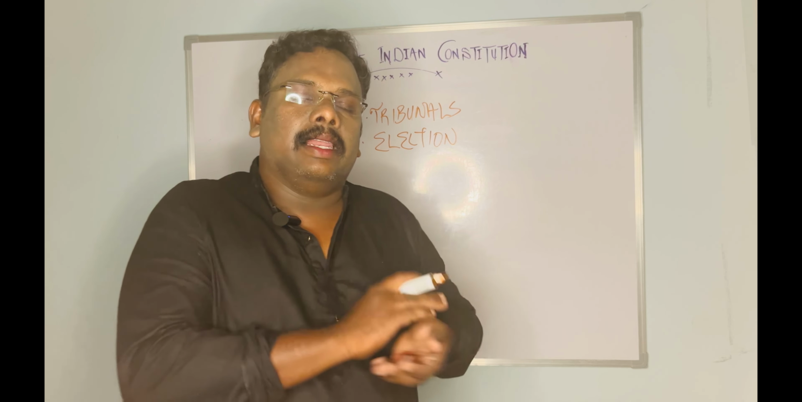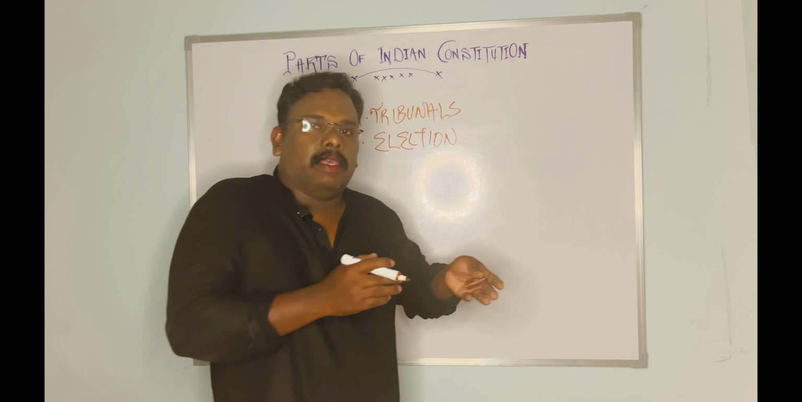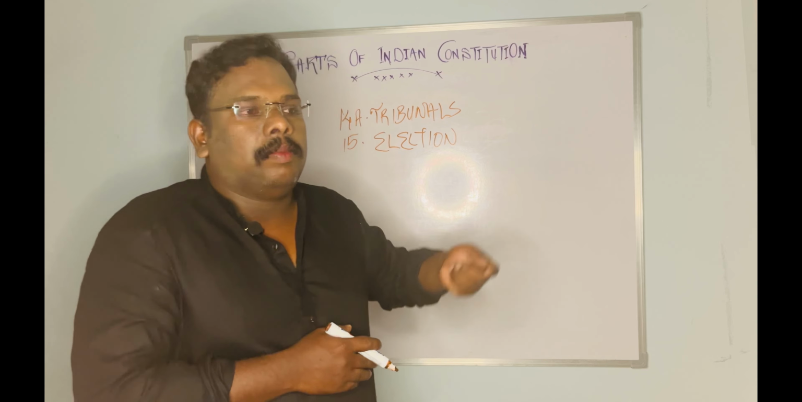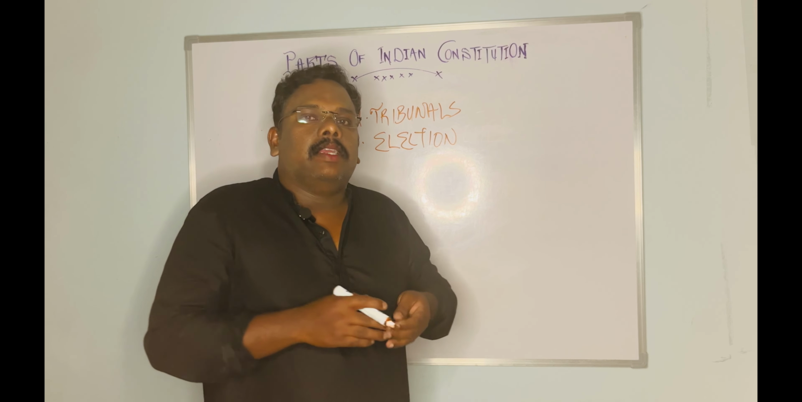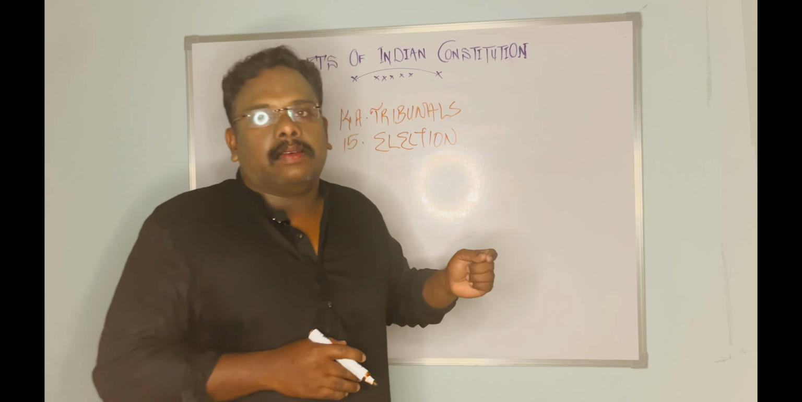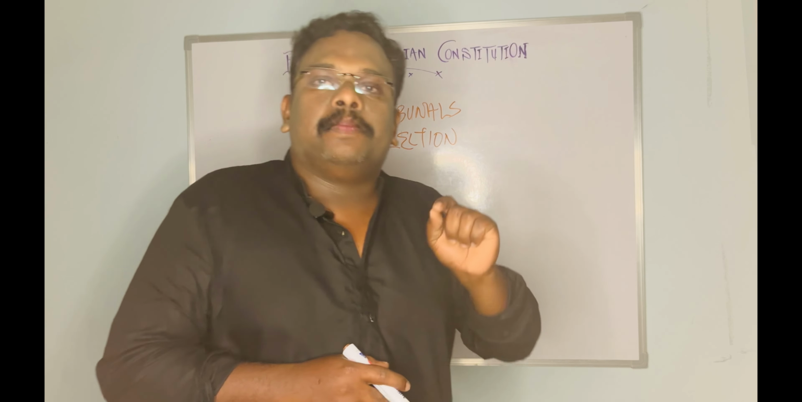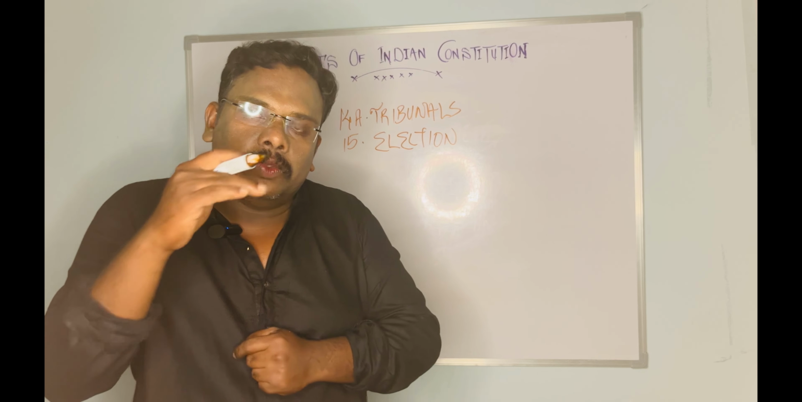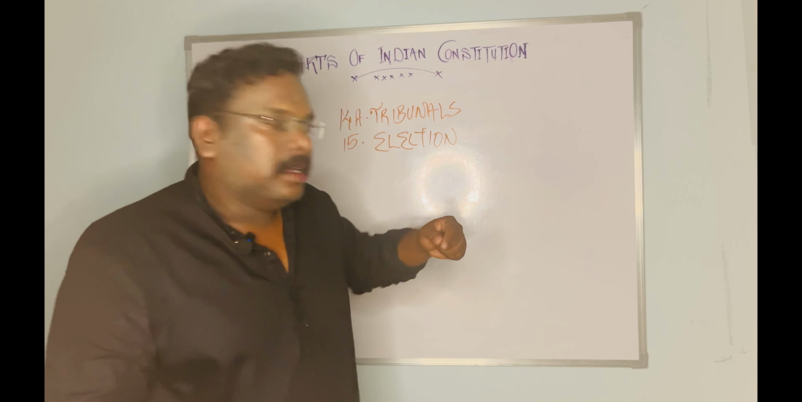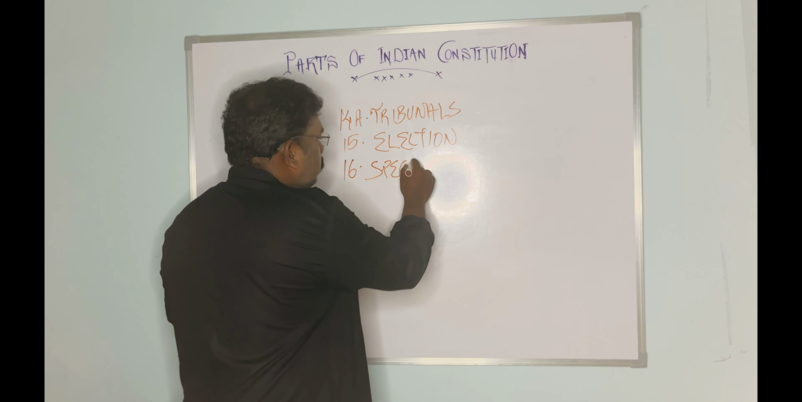So some people are telling, okay, we are minority and there are very less number of people in our community. So we also should get some representation. For that, one part has been prepared. That part is special provisions related to certain classes. So 60 is special provisions.